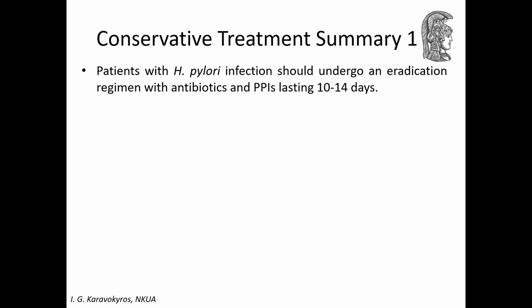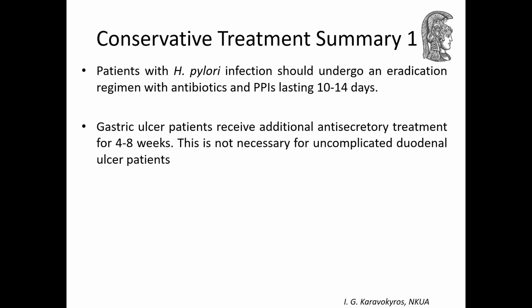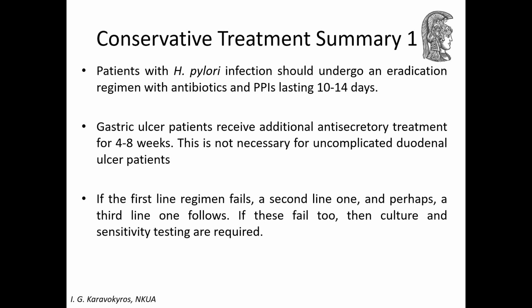In summary, patients with Helicobacter infection undergo an eradication regimen with antibiotics and PPIs lasting 10 to 14 days. Gastric ulcer patients receive additional anti-secretory treatment for 4 to 8 weeks. This is not necessary for duodenal ulcer patients. If the first-line regimen fails, a second-line one, and perhaps a third-line one follows. If these fail too, then culture and sensitivity testing are required.